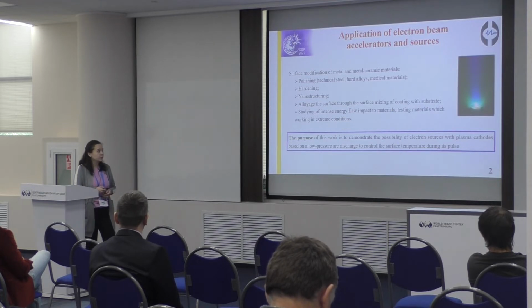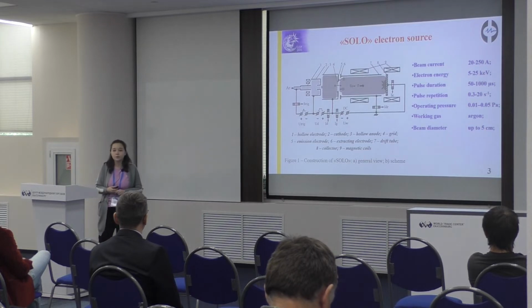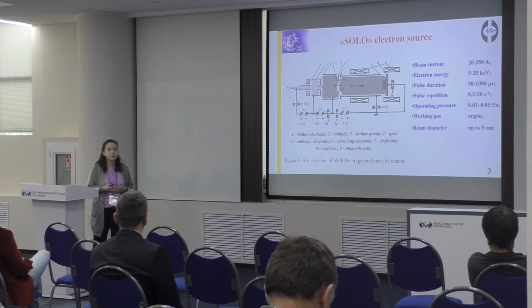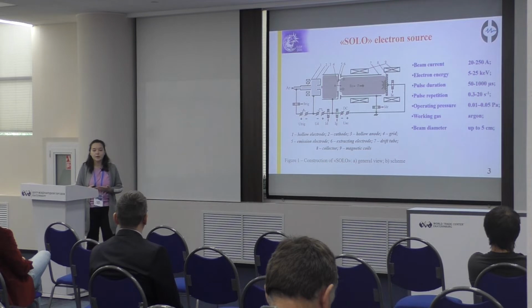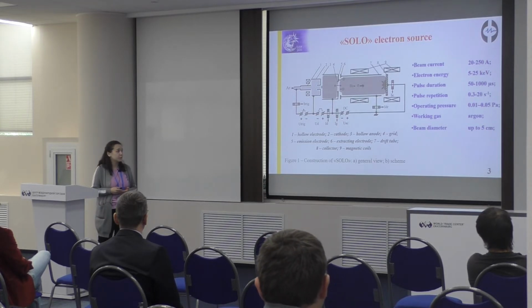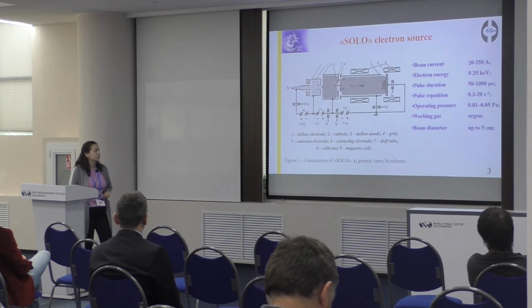The equipment that we use in our study was the electron source called SOLO. The main advantage of using such an electron source is its possibility to control the main parameters of the electron beam, which are also presented on the slide here, in a wide range, smoothly and independently from each other. The construction of this electron source is presented on the slide.